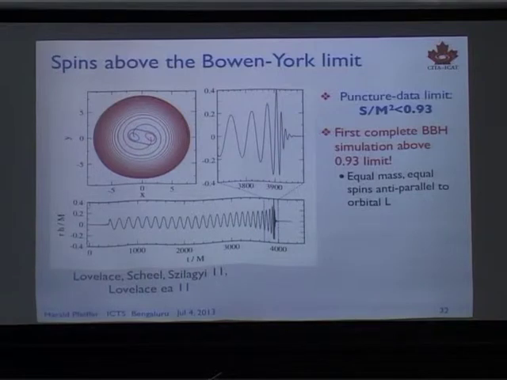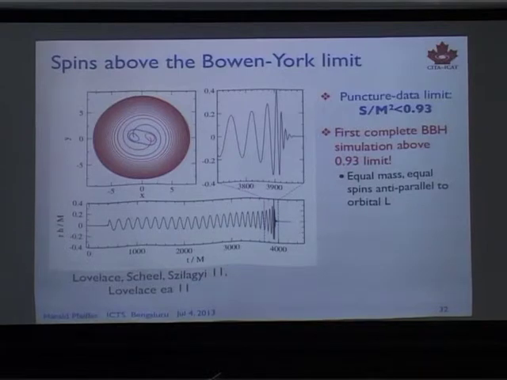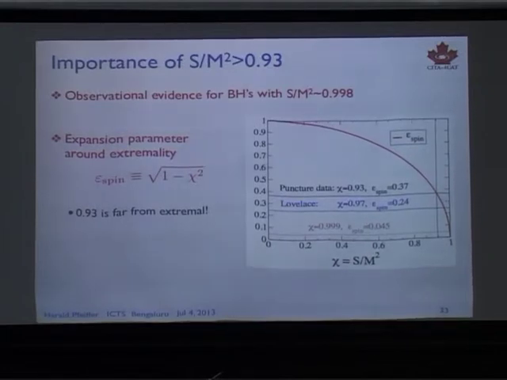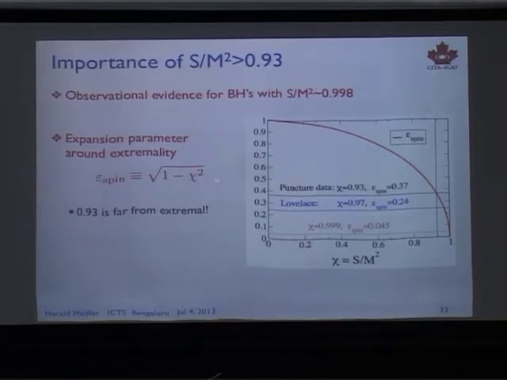And since then, Geoffrey Loveless has done 0.97, and he has almost finished a 0.98 simulation. You might ask, why is this important? 0.93 sounds big enough if the maximal spin is 1. The reason is that for Kerr black holes close to extremality, the usual spin is not a good parameter to think about this. It's more useful to think about the square root of 1 minus spin squared.